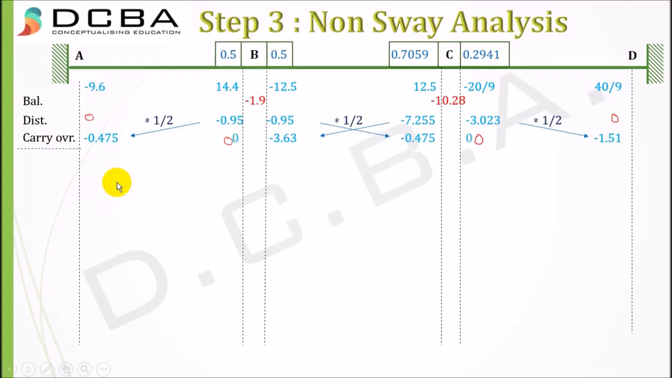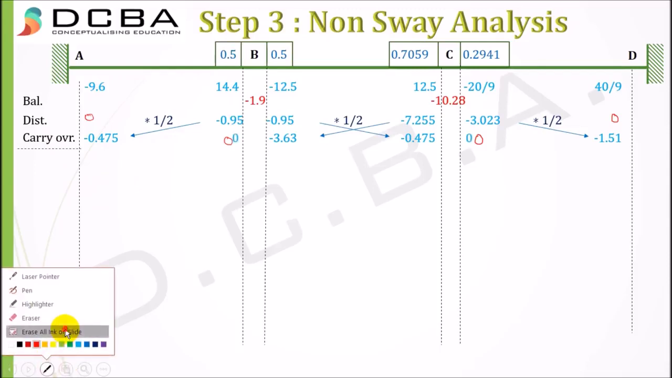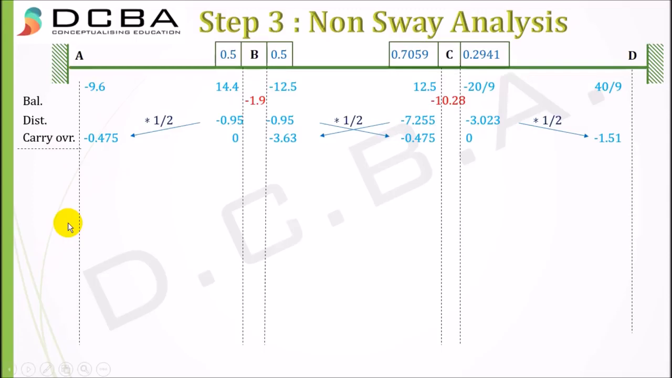Let's move on to the next iteration. Again starting with the balancing step. Balancing this, 0 minus 3.63 is minus 3.63, but then we have to change the sign and write it here as plus 3.63. Here it will be plus 4.75. Distribution, multiplying this by the distribution factors and writing it as it is. Then again the carryover step.